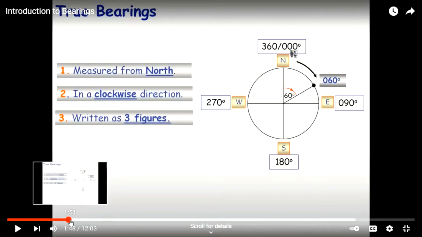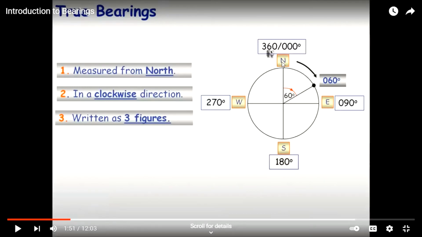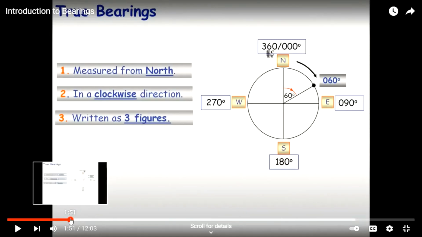All right, so we continue. Notice the points. North represents 0 or 360. East represents 90 degrees. So if I'm on a bearing of 90 degrees, guess what? I'm headed east. If I say I'm on a bearing of 180 degrees, then I'm headed south. And if I say I'm on a bearing of 270 degrees, then I'm headed west. Okay, guys?